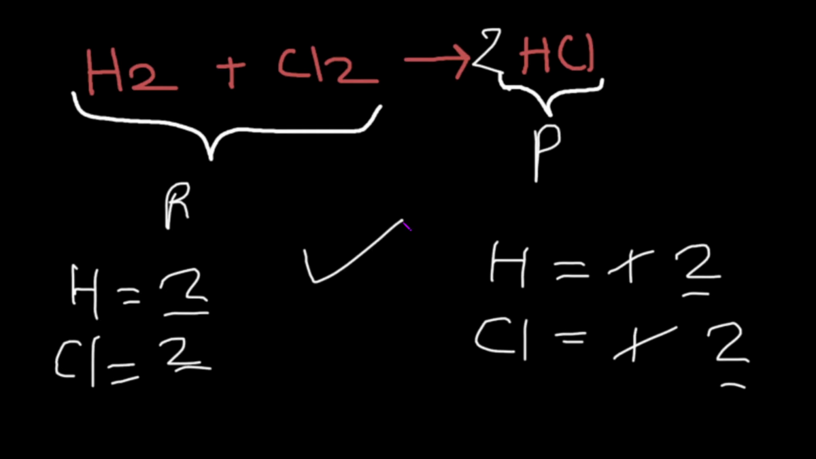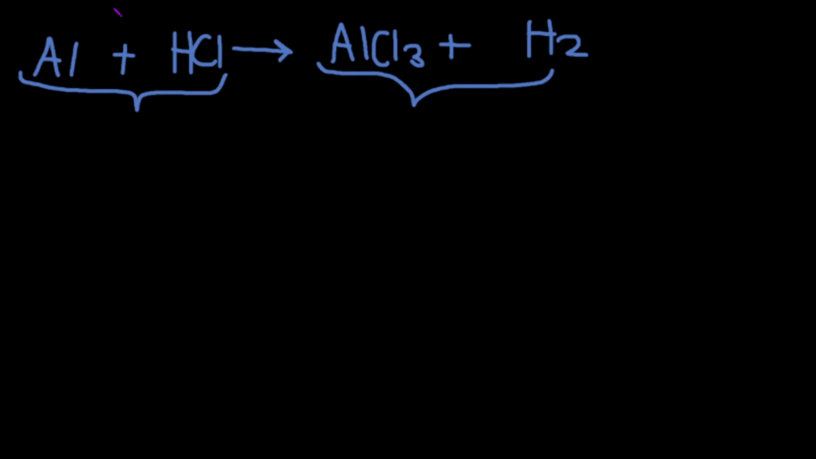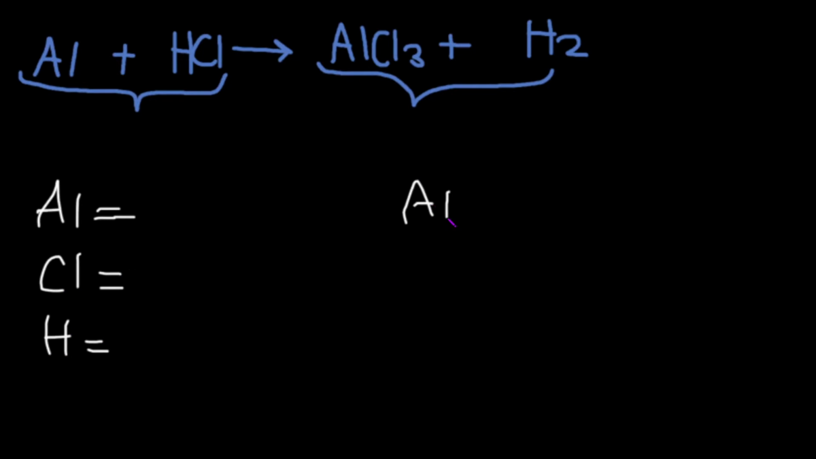Now I'm going to move on to something a little more difficult. Alright, with this chemical equation, we are dealing with three elements. On the left-hand side and both on the right-hand side, we're dealing with aluminum, which is a metal, chlorine, and hydrogen. Aluminum, chlorine, and hydrogen.